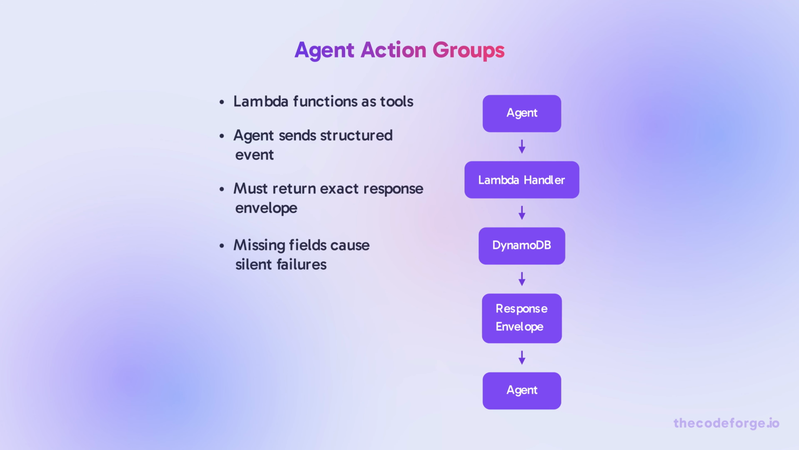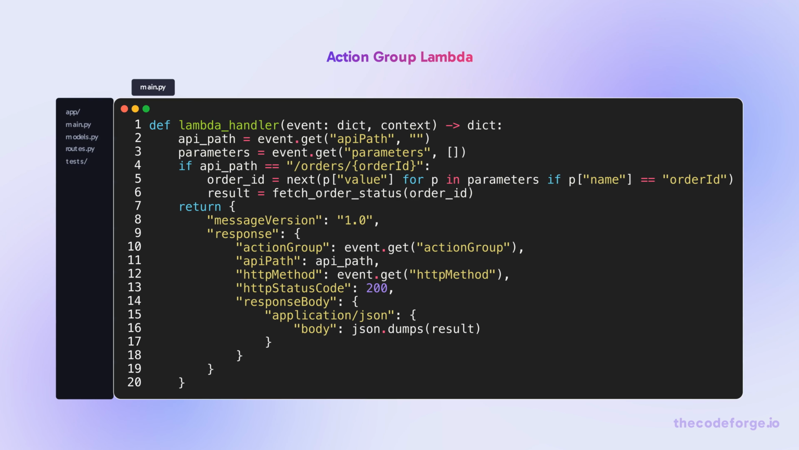Action groups are Lambda functions that the agent can invoke. The agent sends a specific event structure, and your Lambda must return a precise response envelope. If you miss a field like messageVersion, the agent silently fails or hallucinates an answer. This Lambda handles an order lookup action. It parses the agent's request, fetches data from DynamoDB, and returns the required envelope. The agent then uses this data to formulate its response to the user.